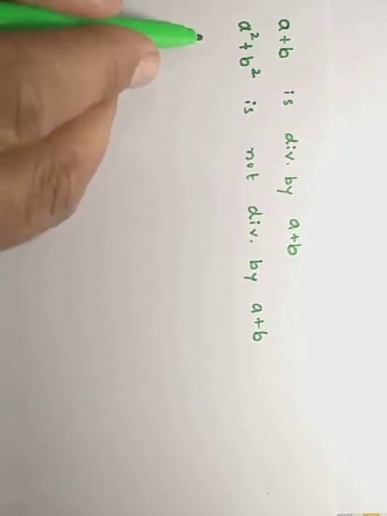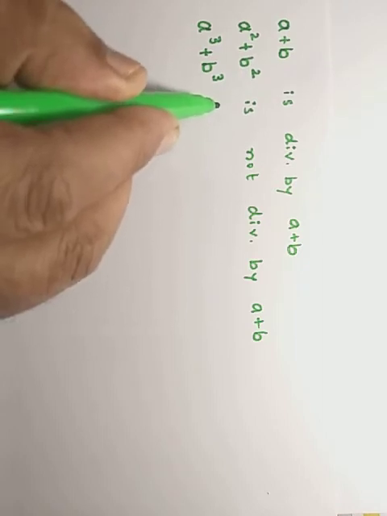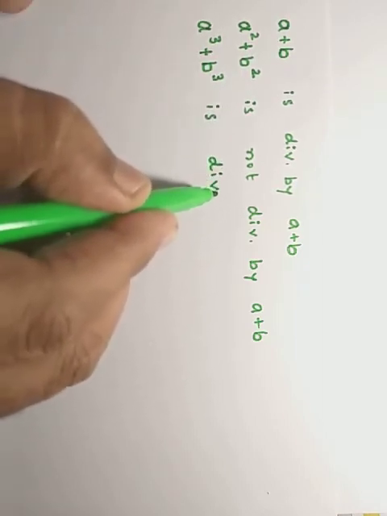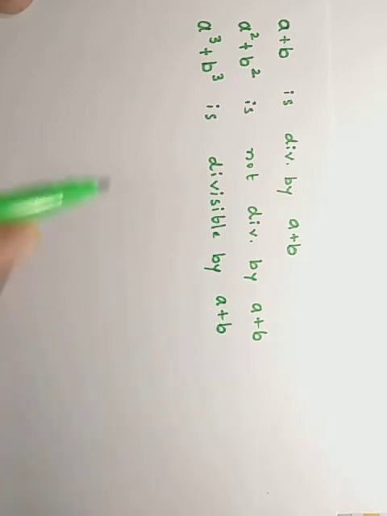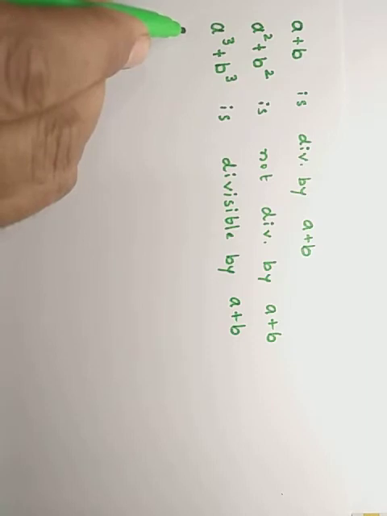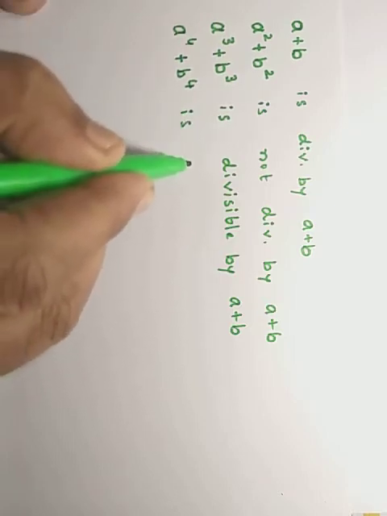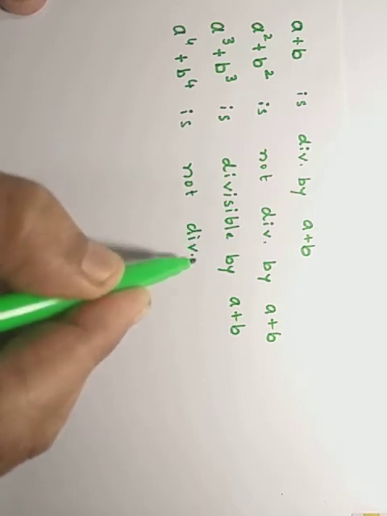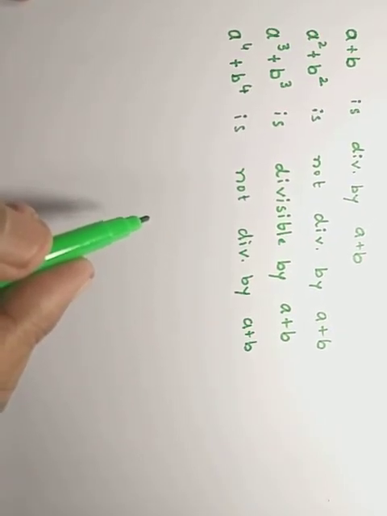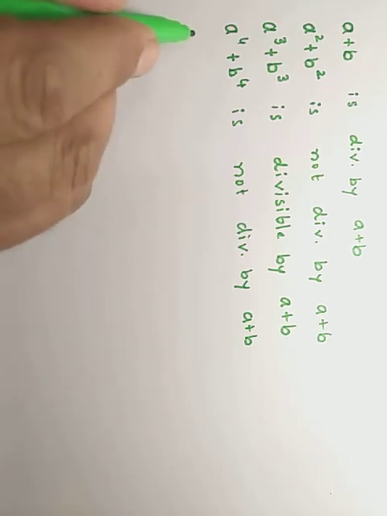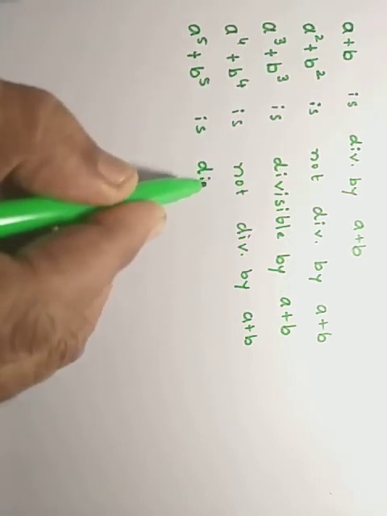Similarly, if I take A cube plus B cube, it is divisible by A plus B. If I take A to the power 4 plus B to the power 4, it is not divisible by A plus B. If I take A to the power 5 plus B to the power 5, it is again divisible by A plus B.